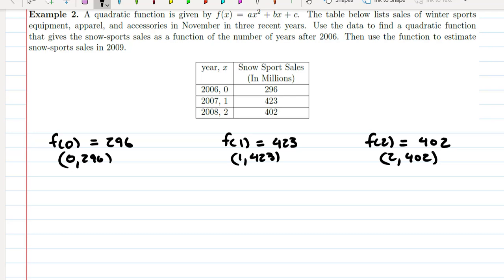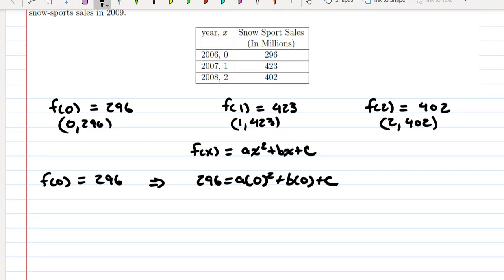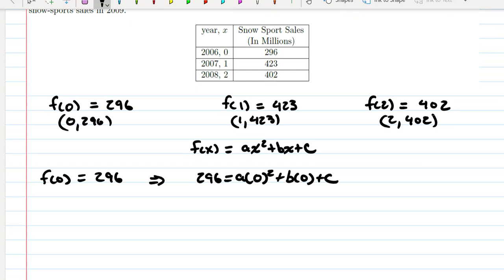So that means these are x's and y's, right? We're told that f of x is ax squared plus bx plus c. We're going to solve for a, b, and c. So if we use our first ordered pair, which is f of 0 equals 296, this tells me that 296 is equal to a times 0 squared plus b times 0 plus c. Because I'm replacing my x with 0, and I know that my output f of x would have to be 296.